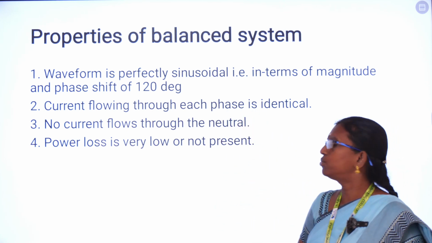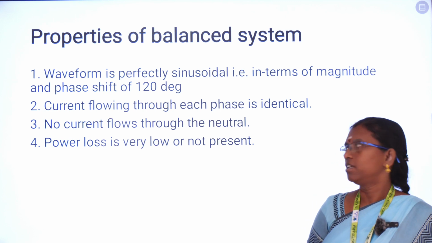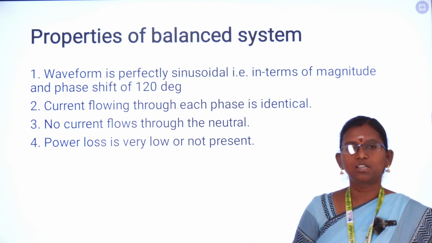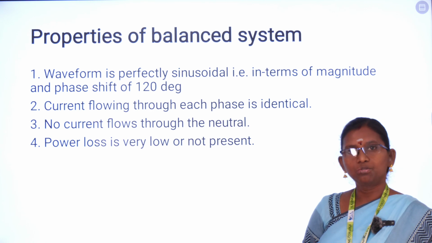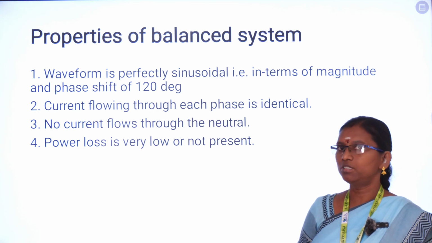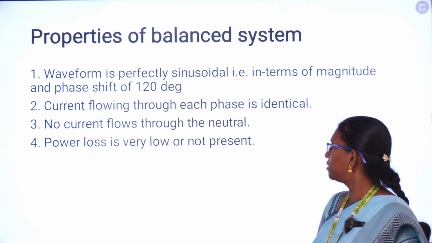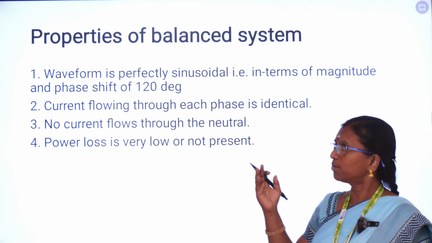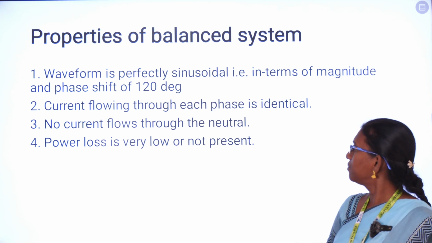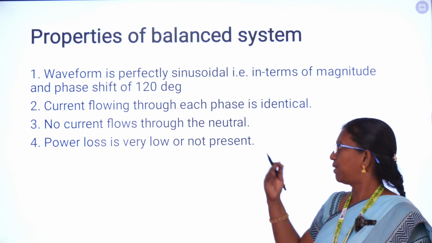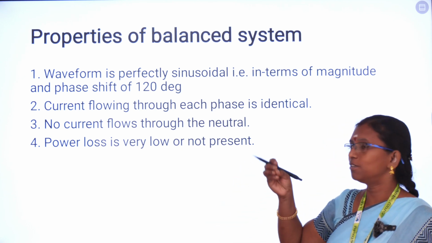And no current flows through the neutral. Obviously, if the three phase currents are equal, then the neutral current will be zero. And power loss is also very low. That is also one of the properties of a balanced system, or else the power loss will not be present or it will be very low.